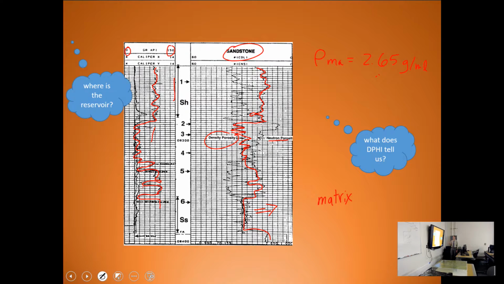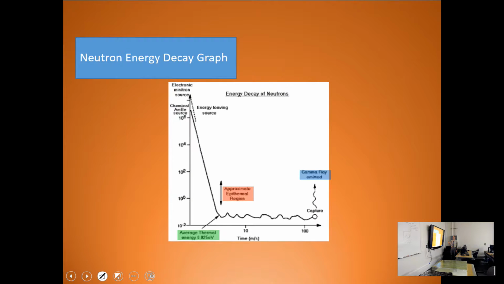Okay. I have to learn how to go forward on this thing. So the neutron tool is a bit more complicated. I don't want to get into a lot of detail in this for this class. It's supposed to be shorter. But we're looking at very high energy neutrons that are accelerated in formation and then decay exponentially over time.